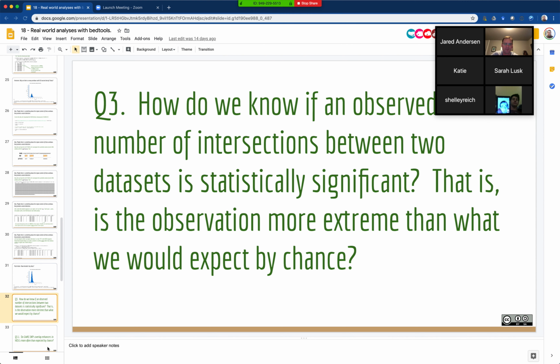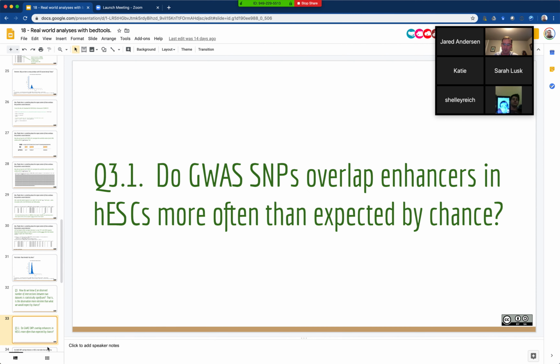And I want to just try to spend some time talking about what a Monte Carlo simulation is. You probably have some guess based upon the name itself, and many of you may have done this before. All right, so the question that we're getting at here is whether or not the SNPs that are in that gwas.bed file that you've been looking at probably for homework and we looked at last class, whether or not those SNPs overlap enhancers in these human embryonic stem cells more often than would be expected by chance.